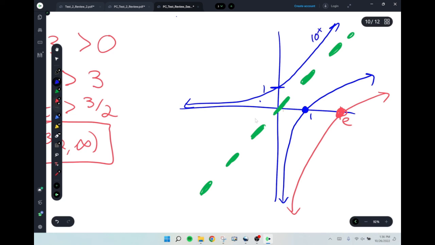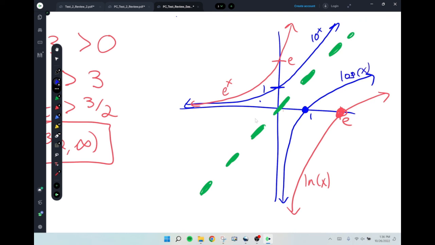10 to the x. And if we jump it up to e, you know what function this is? E to the x. This is ln of x. And this is log of x. They're inverses of each other, and their domains check out. That's the reason you can't have a 0 for an exponent.